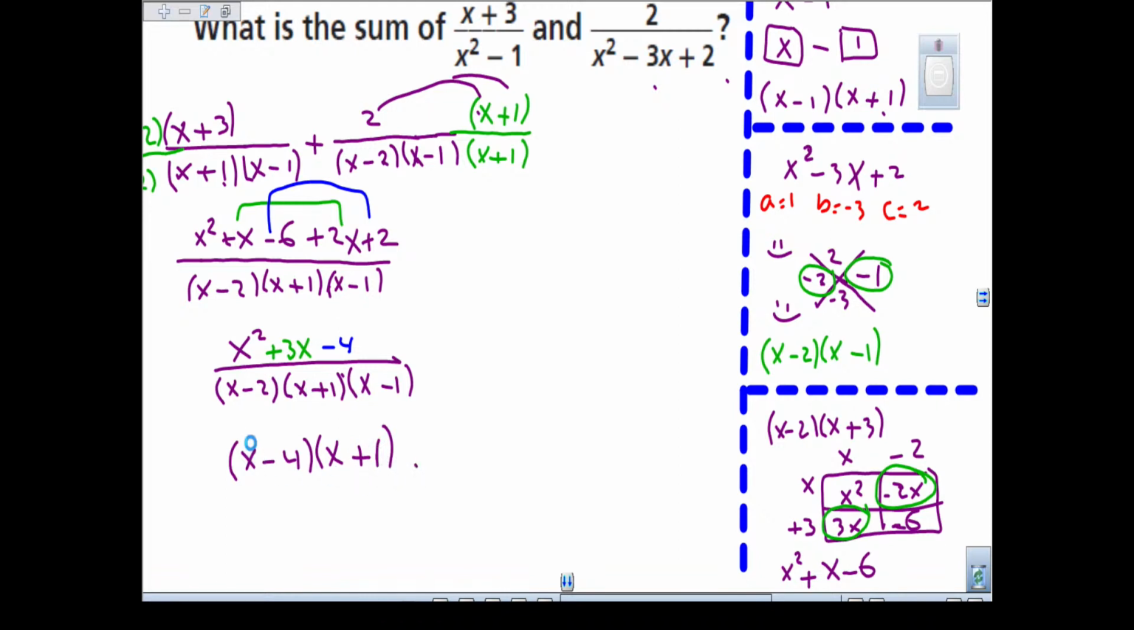Because if I multiplied x times x squared, x times 1, that's 1x. So x squared plus x. And then I have a negative 4x. And then I have a negative 4. So everything is fine except now I have negative 3x, not positive 3x. So I gotta be very careful with that one. So is that even factorable?